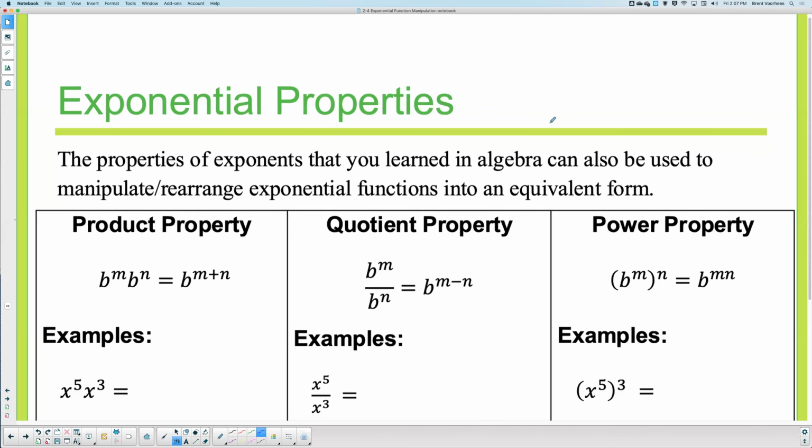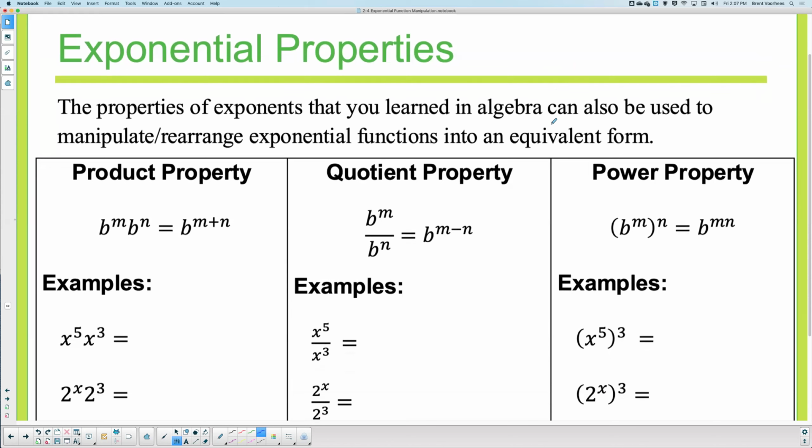All right, now we're going to begin lesson 2.4. So that right there was all of lesson 2.3. Now we're getting into lesson 2.4. Lesson 2.4 is called exponential function manipulation.